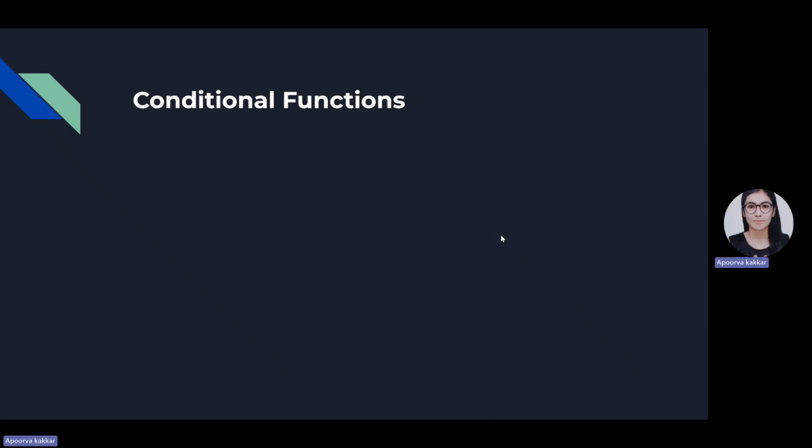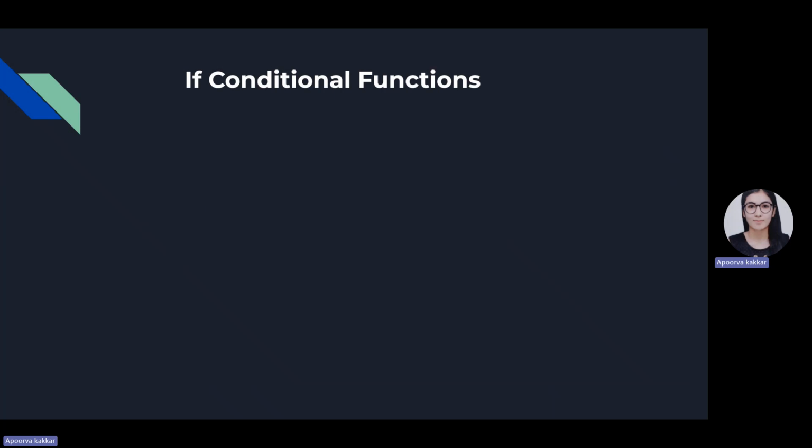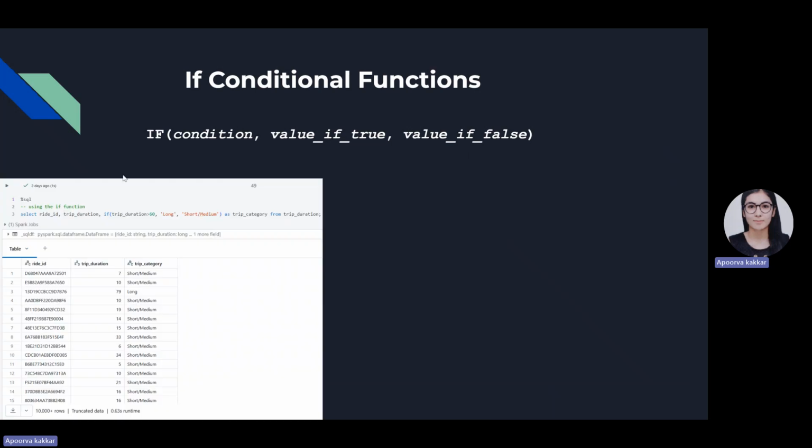Moving forward with the conditional functions. There are three types of conditional functions that we will be using: if, nested if, and case. So let's start with if. The simple syntax of if is something like: if this condition is specified, then it will return the first value, else it will return the second value. Let's understand this through an example.